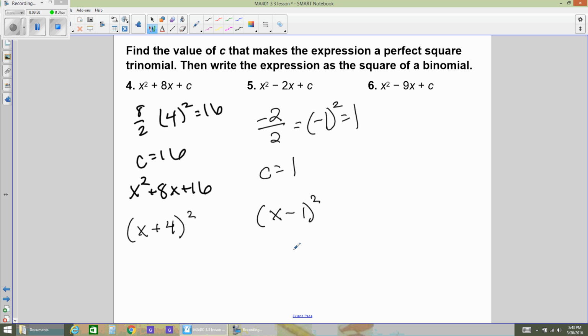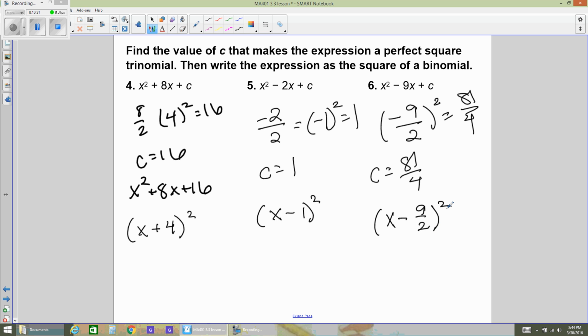All right, try again. It says x squared minus 9x plus c. Take your b value and divide it by 2. You can't actually do it evenly, it's going to stay a fraction. And square it. So you get 81 over 4. So that means c is 81 over 4. And you have x minus, why is it minus? Because the 9 is minus 9 halves, quantity squared.